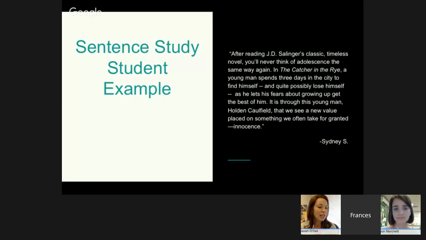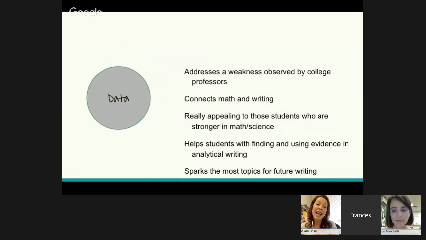The next example that we want to share with you that we give to students is raw data. So this is a really weird one, and this is an idea we basically stole directly from Penny Kittle. She said that one of the things that professors notice a lot is that when kids get to college, they can't make sense of data. They can't make sense of statistics and charts and graphs and figure out what they really mean, what they're really saying.